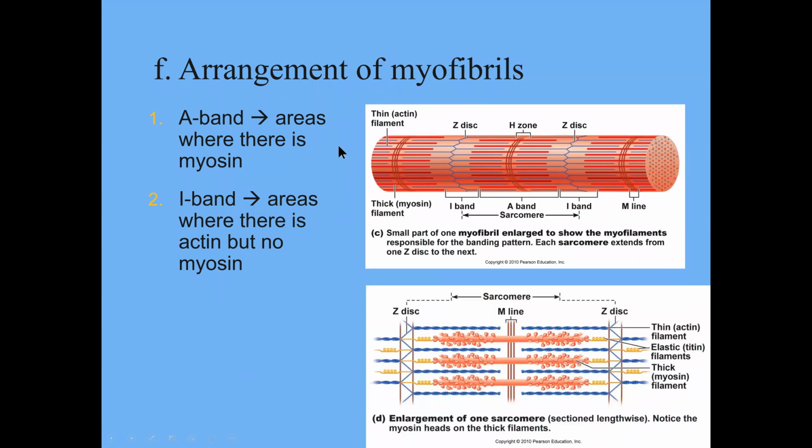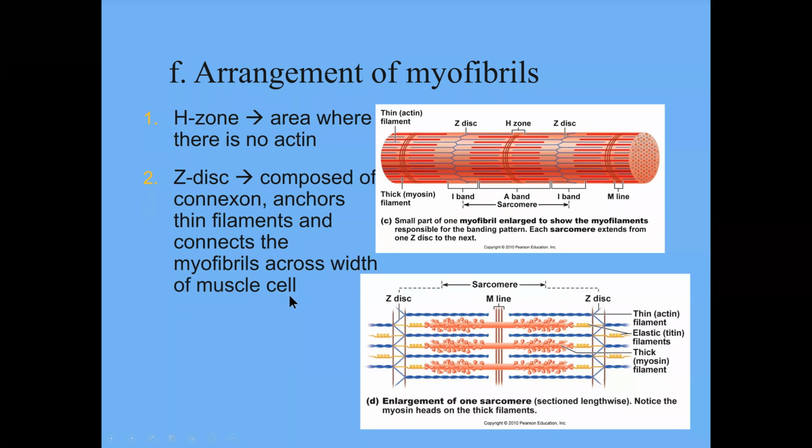The A band is the area where there is myosin. So where we have the thick filaments, which are the red filaments, that's the A band. This is the A band from there to there. The I band is where there is only actin. So here is the I band from here to here. Notice we only have the blue filament, which is a thin filament. That is our actin. The H zone is the area where there is no actin. This is the H zone from there to there. There is no actin.